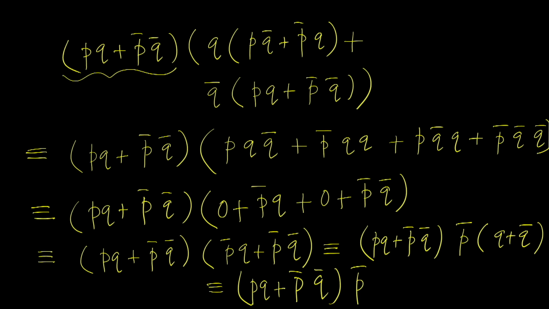Now if you take P bar inside, from the first term we have P bar PQ, but since P bar PQ is 0, we have 0 here, and then from the second term we have P bar P bar Q bar, but P bar P bar is P bar, so we have P bar Q bar. So we find that this logical expression reduces to P bar Q bar.